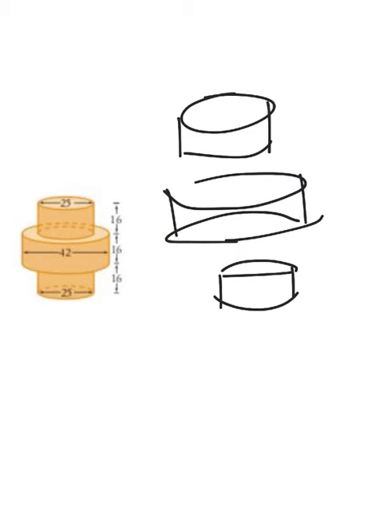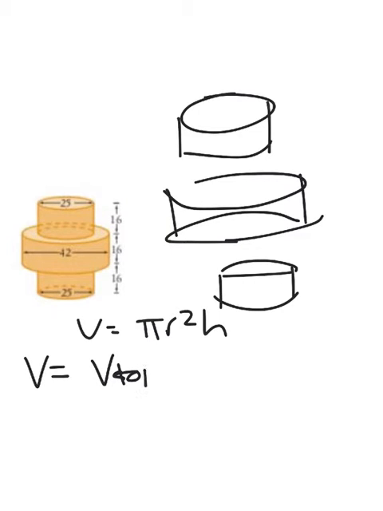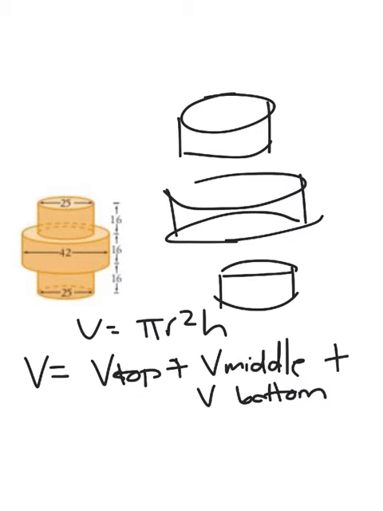So I'm just going to now use the formula for the volume of the cylinder, which is V equals pi r squared h, and I'm going to add up all those different volumes. So the volume is going to equal the volume of the top plus the volume of the middle plus the volume of the bottom. Now again, we have to work out our radiuses, so I'm just going to do that for each individual bit. The radius of the top bit, the diameter is 25, that's the distance all the way across, so the radius is 25 on 2, which is 12.5.